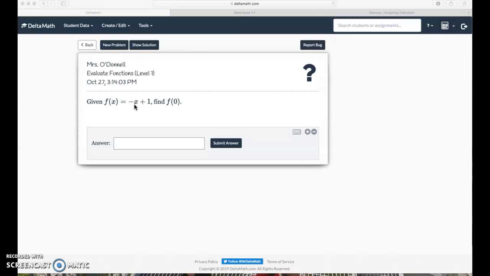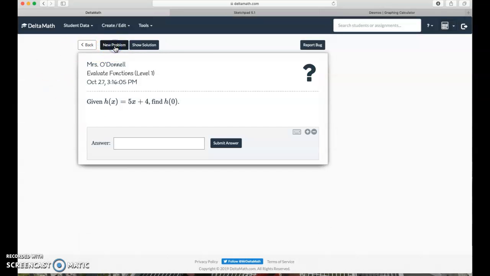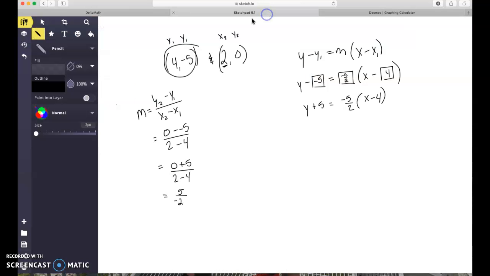So this one we could really do in our heads, right? 0 plus 1 is 1. Whoops, not 12, 1. And let's see what Delta Math says. Okay, we got it. Let's see if they can give us one that's maybe not so easy. This one we can also do in our heads. Let's do another one. Still, we could probably do this in our heads, but let's just write it out to make sure.